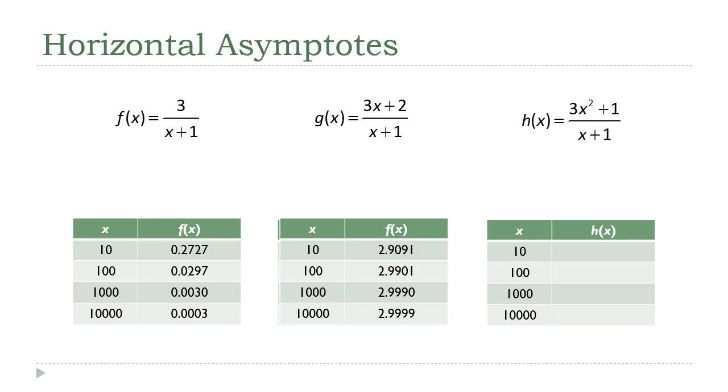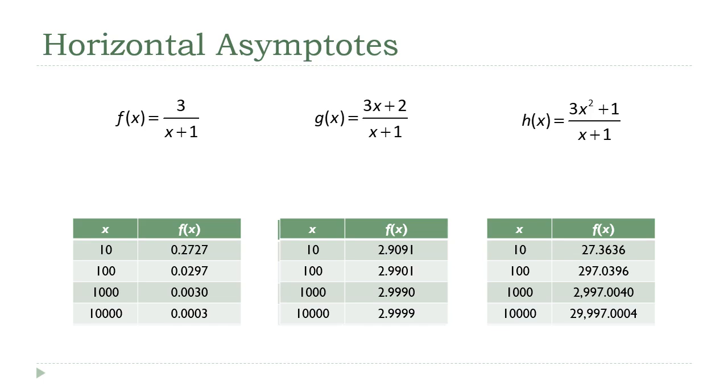And again, you can test that it's never going to get there. Set 3x plus 2 over x plus 1 equal to 3. Try to solve that equation. You're not going to get an x value that works. Okay, so the horizontal asymptote here appears to be at y equals 3. Okay, 2 cases, 2 different numbers. How about this next one?